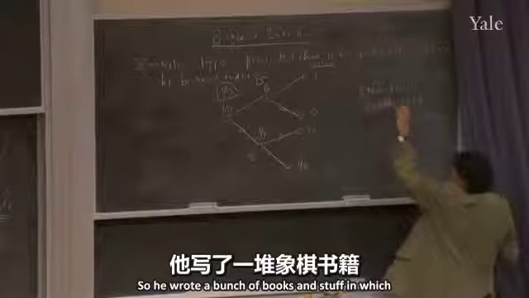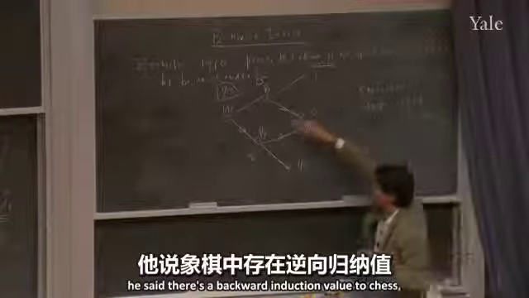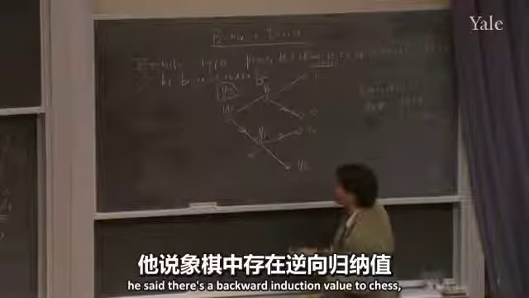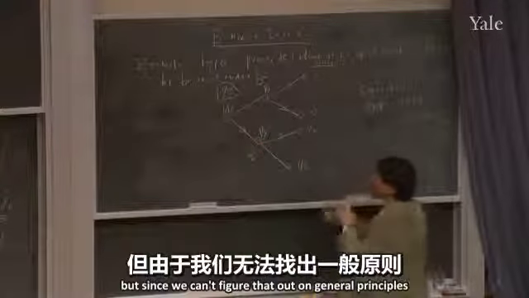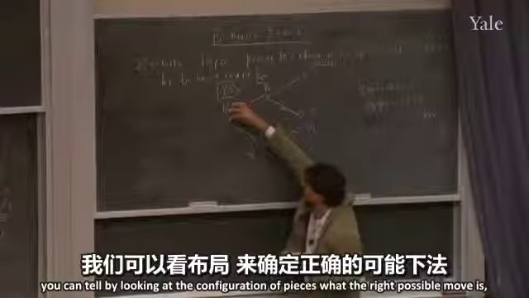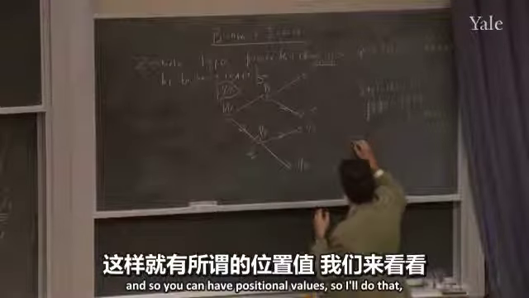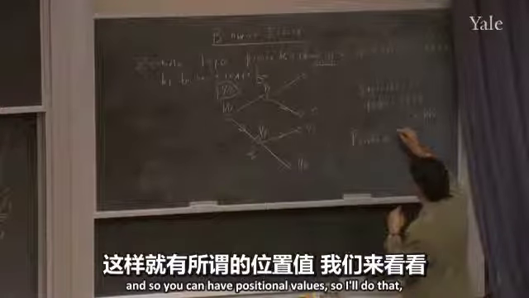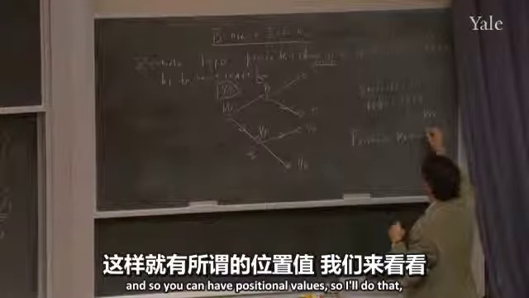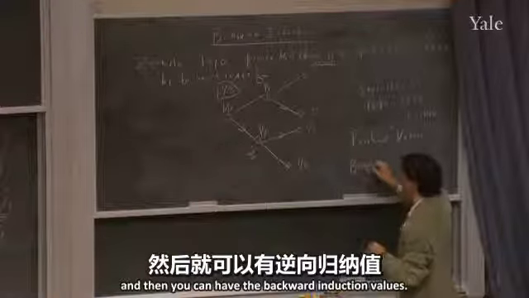So he wrote a bunch of books in which he said there's a backward induction value to chess, but since we can't figure that out, on general principles, you can tell by looking at the configuration of pieces what the right possible move is. And so you can have positional values, and then you can have the backward induction values.